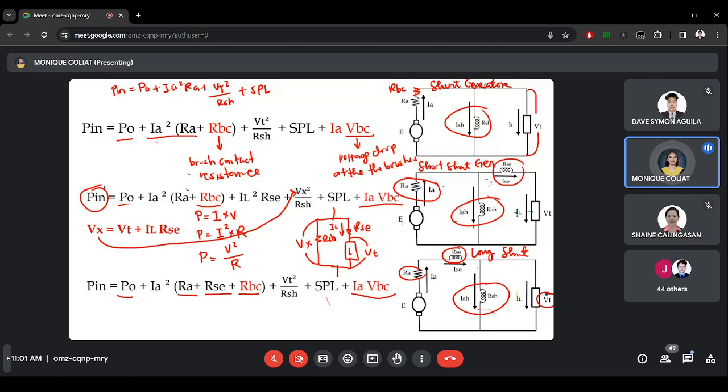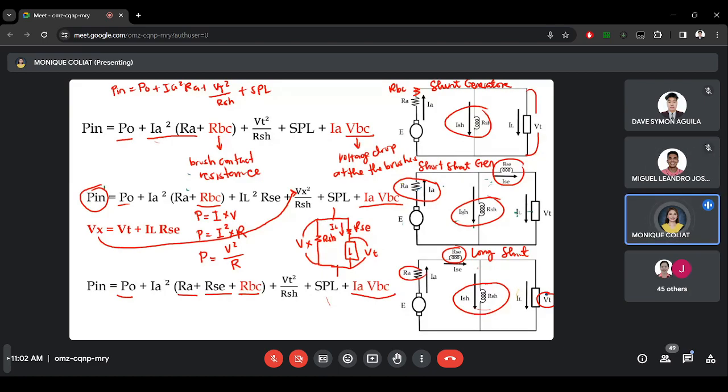My goodness, my English is running out. I hope you understood. Okay, any question regarding input power in different types of generator? None. Okay, so here we go to problem solving.